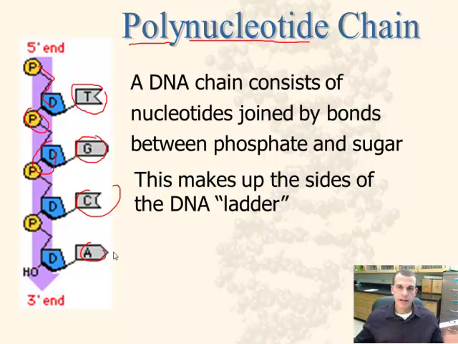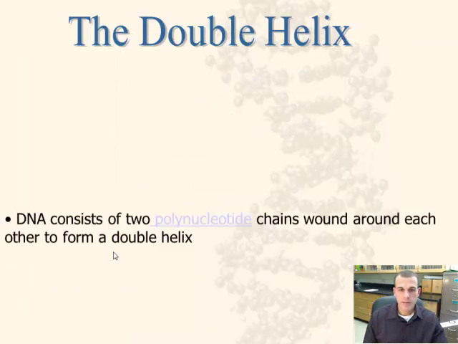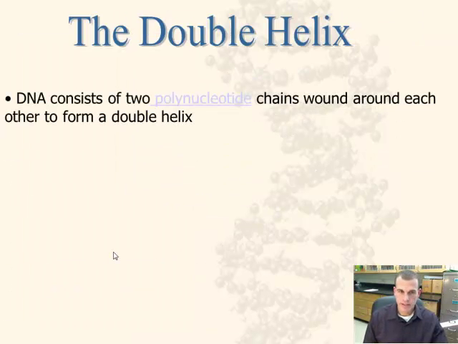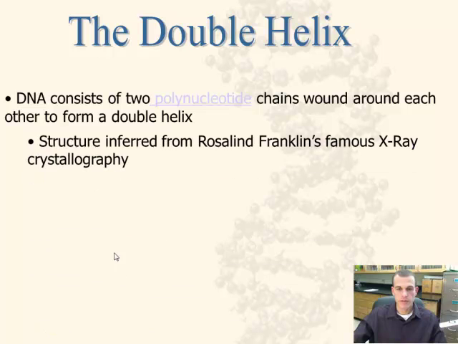So if I ever ask you on a test or a quiz what's the side of the ladder, or what's the backbone of the DNA, you should always tell me it's the sugar phosphate group. All right, so the double helix now. DNA consists of two polynucleotide chains. So you have two sides if you think about it, and the chains wound around each other to form what they refer to as the double helix. If you unwind it, it looks like a ladder, but if you wind them back up, it looks like what we refer to as a double helix.